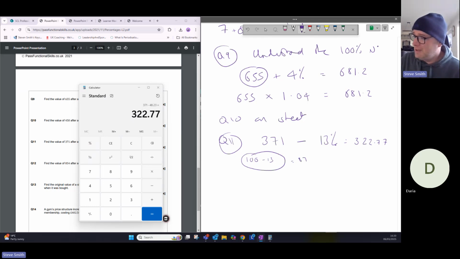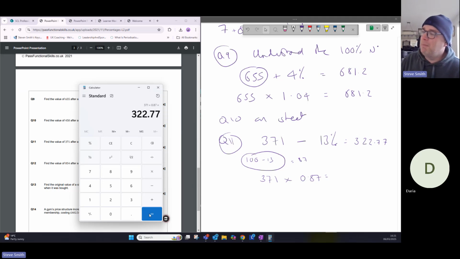100 minus 13 is 87. So we want 87% of our original value, because we want to take 13 off. So 100 take away 13 is 87. So now it becomes like this one again. We're just going to go 371 times by 87%, so 0.87. And that's what we're going to get to when we got the same. So 371 times by 0.87.